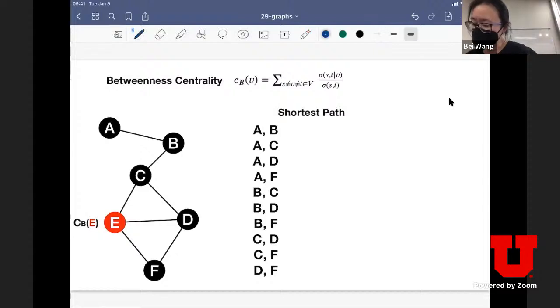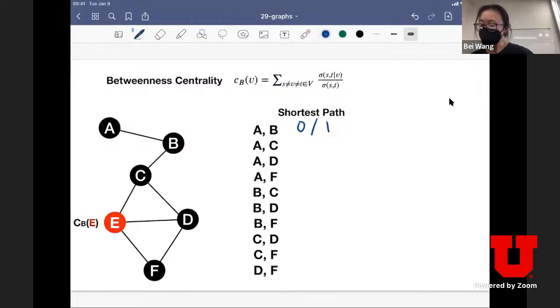So the way I'm going to compute this is as follows. I'm going to look at how many shortest paths there are between a pair of nodes, let's say A and B, and I'm going to see how many of those shortest paths pass through E. The number of shortest paths between A and B: there's only one path, so the number of shortest paths is 1. But this shortest path does not go through E, so the number of shortest paths that go through E is 0. The first term here is the number of shortest paths between A and B that go through E, and this is the total number of shortest paths between those 2 nodes.